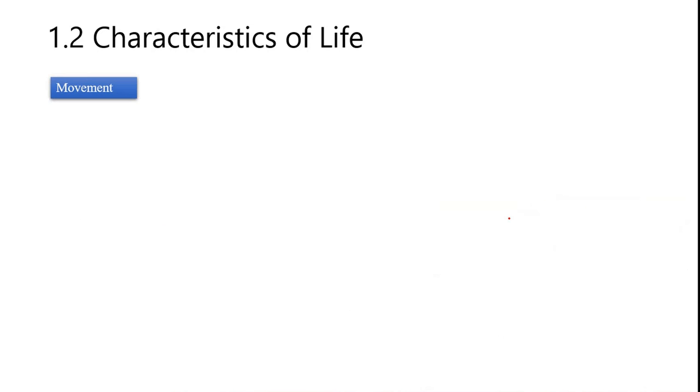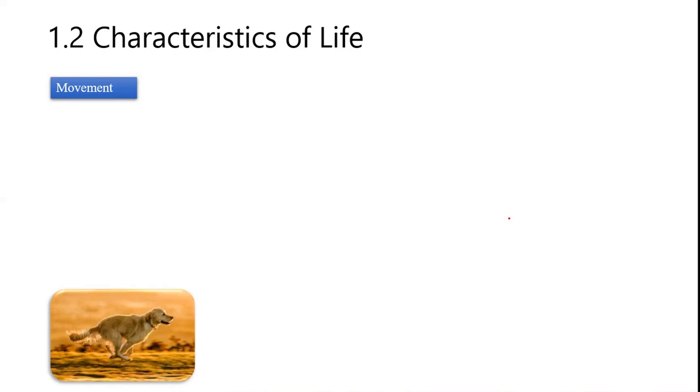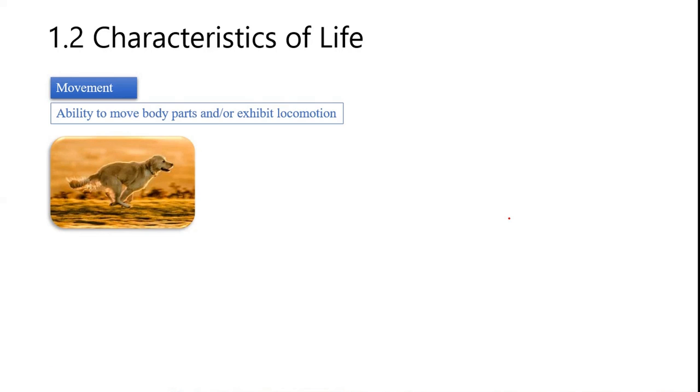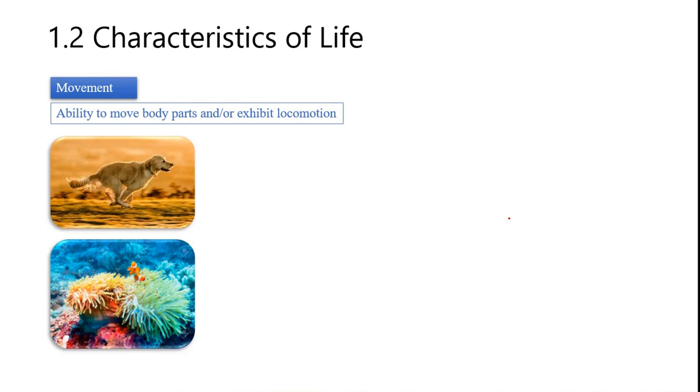Next, the characteristic of living things is movement. It is shown by the picture of the dogs running. The dogs can move from one place to another by themselves. Movement is the ability to move a body part or exhibit locomotion. How about the coral? Coral cannot move from one place to another, but the coral moves its body.